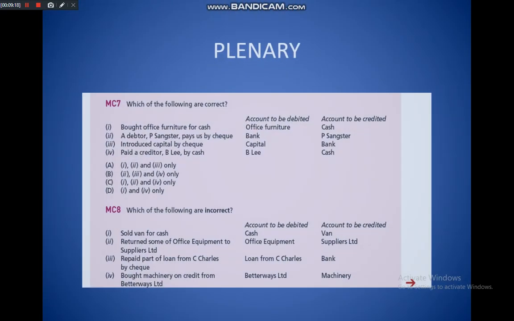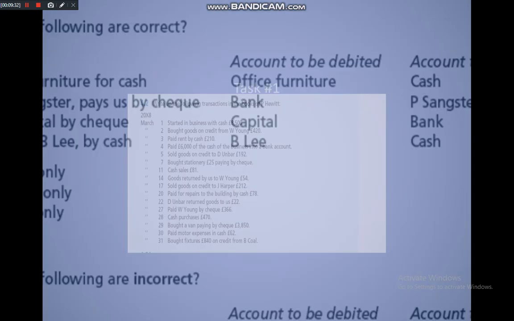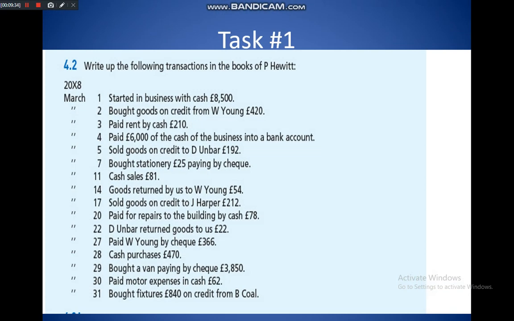All right. On our plenary, to sum up, I want you to try multiple choice question number 7 and multiple choice question number 8. If you get the answers, that's excellent. I'll give you feedback later on. And then also I want you to take this task as your work to practice. The question is saying write up the following transactions in the books, and this is our company, and you record all these transactions for today. I think you can end here.